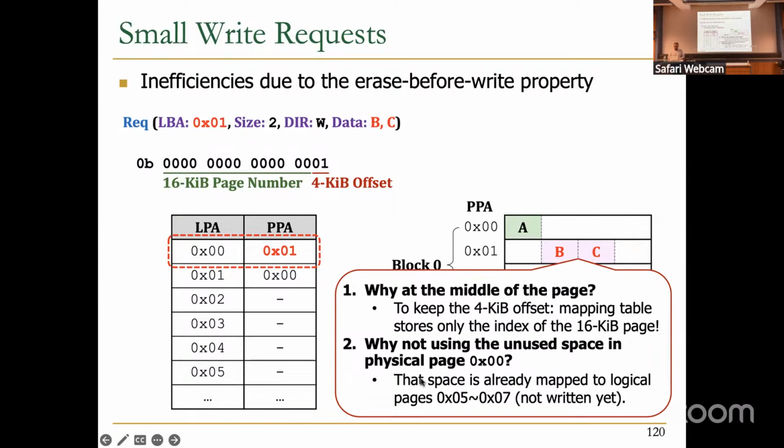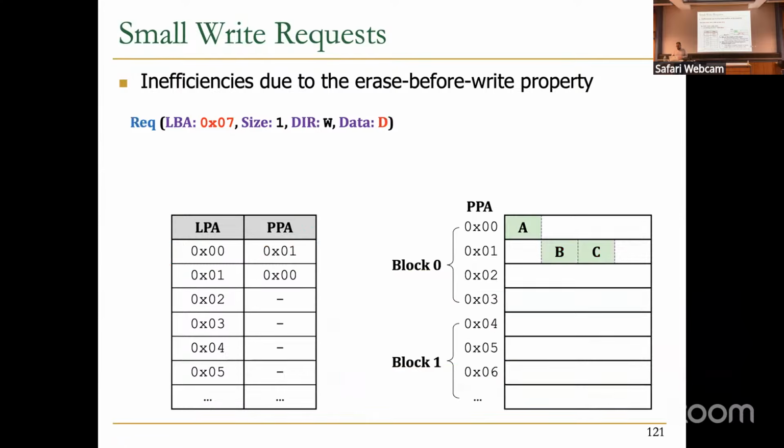So the thing is that this data space is already mapped to logical pages 5 to 7, because of here, right? So we mapped the logical page address 1 to physical page address 0, and that 1 can be 4, 5, 6, and 7. Okay, so 5 and 7 are already mapped here, so we cannot remap. We cannot map B and C to that.